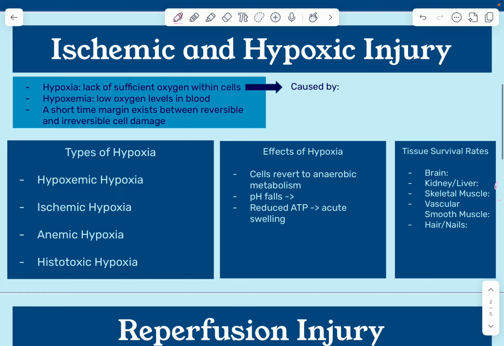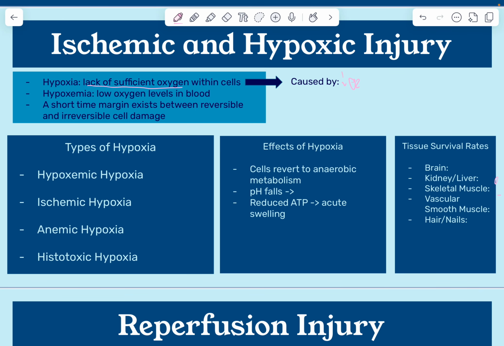Hi everyone, today I'm going to be going over the different types of cellular injuries. So starting with ischemic and hypoxic injuries, hypoxia is actually the leading cause of cellular injury, and this is caused by a lack of sufficient oxygen within the cells. Hypoxia itself is caused by decreased oxygen contents in the air, a loss of hemoglobin, decreased red blood cell production, and respiratory or cardiovascular disease. However, the most common cause of hypoxia is going to be ischemia.